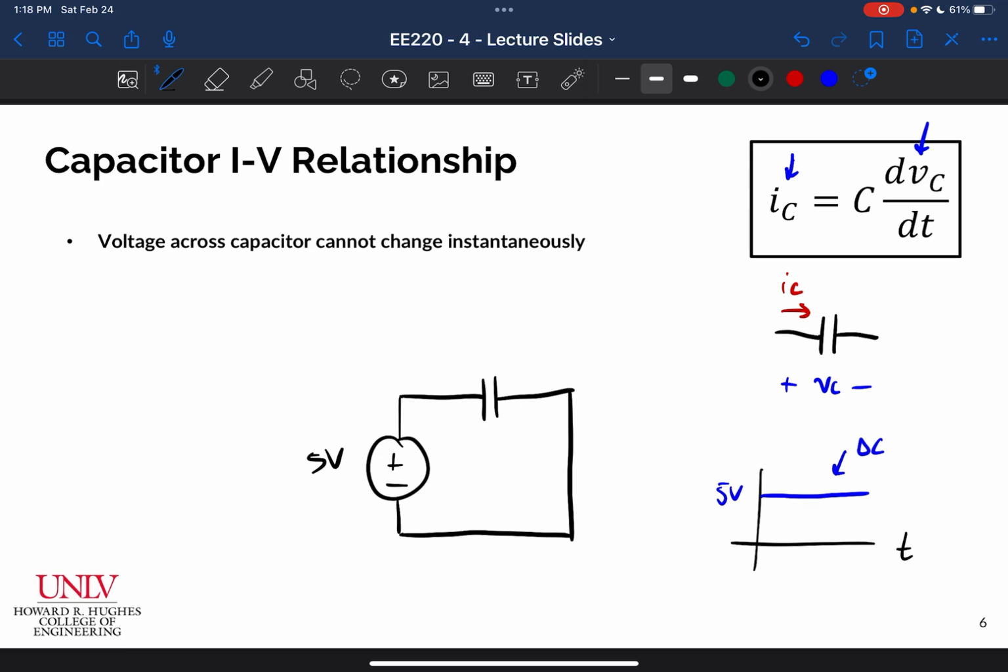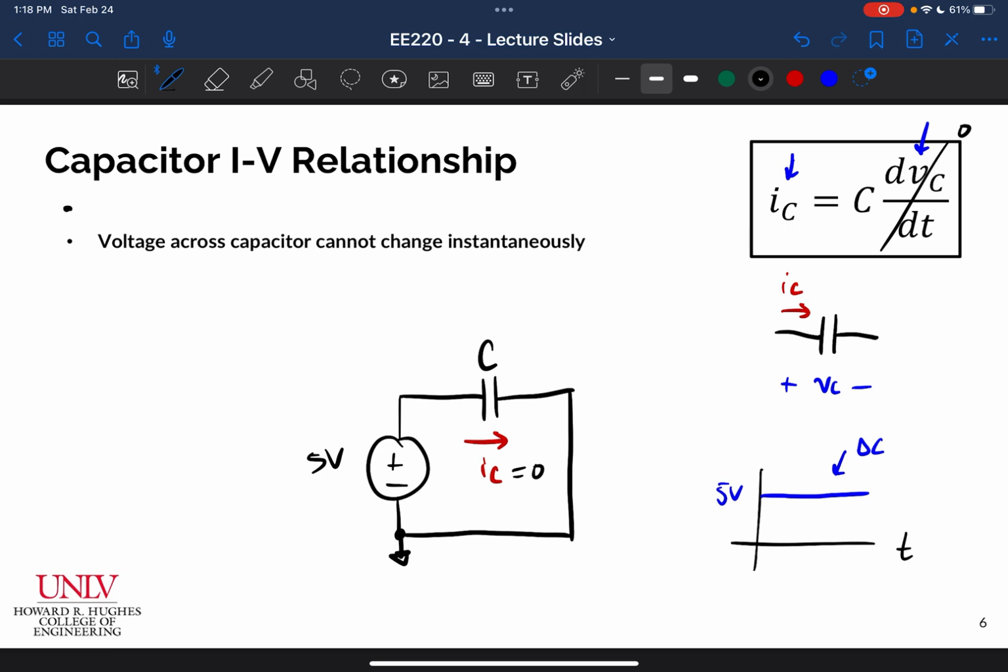Let's say that I have a 5-volt source and I ground this. I have my capacitor sitting here. Well, my capacitor current is IC. It's determined by the rate of change of the voltage and also by the capacitance of the capacitor, but the capacitance is a constant. My rate of change of the voltage in DC is zero, right? This is a zero slope line. And so this entire term goes to zero for DC, which is why the current here would be zero, okay? And so that's very important to recognize.